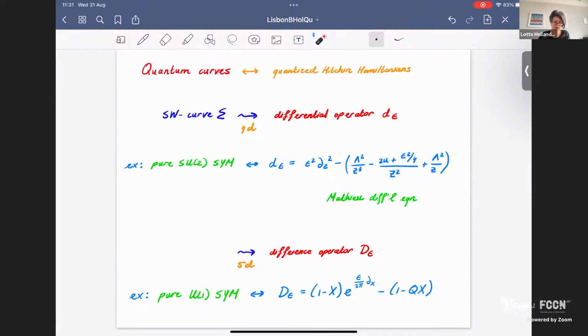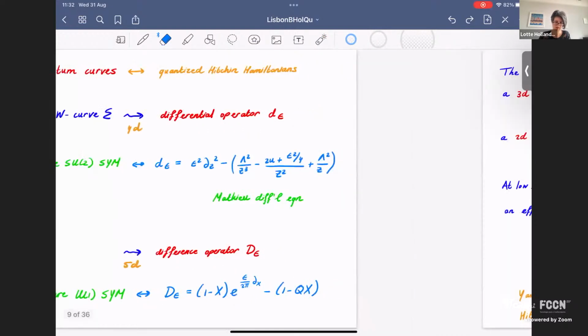In 5 dimensions, because these Seiberg-Witten curves are embedded in C star times C star, their quantizations become difference operators, which I will denote by capital D epsilon. For instance, a simple example, the 5-dimensional pure U1 Yang-Mills theory corresponds to a difference operator of this form. This pure Yang-Mills theory is something that we will come back to later. That corresponds to the resolved conifold geometry in topological strings. This Q is the exponentiated Kähler parameter of that geometry, and X is the local coordinate on C.